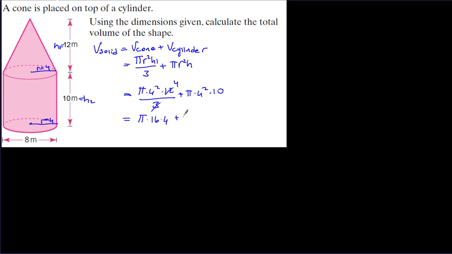Pi times 16 times 10 is the volume of the cylinder. This is 64 pi, and this is going to be 160 pi, and the result is going to be 224 pi units. The unit is meter cubed.